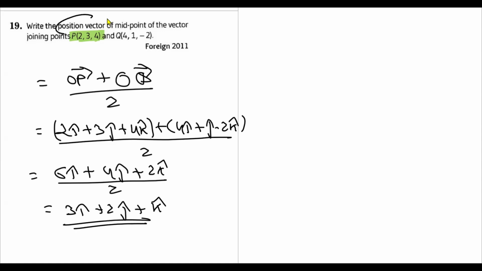The position vector here, you can take as, say, whatever you can write as OR as the position vector. Then OR is going to be this.